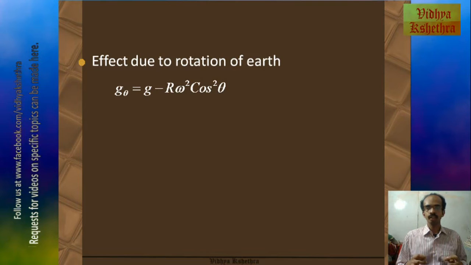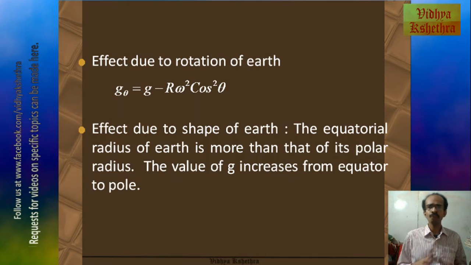And similarly, if we consider the case of latitude, if the latitude is 0, then the value of cos 0 is 1. But the value of cos 90 is 0. Hence, with increasing latitude, the acceleration due to gravity increases. So, the effect due to the shape of the Earth. The equatorial radius of Earth is more than its polar radius. The value of g increases from the equator to the pole.